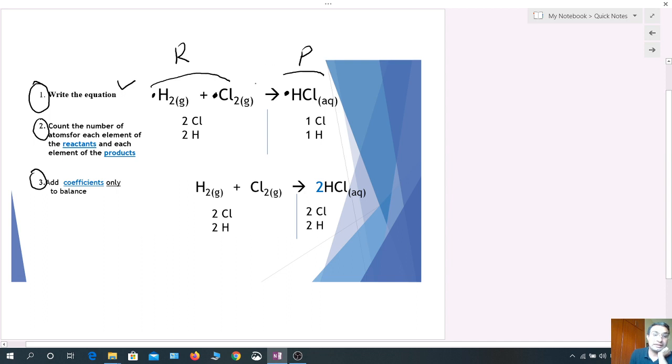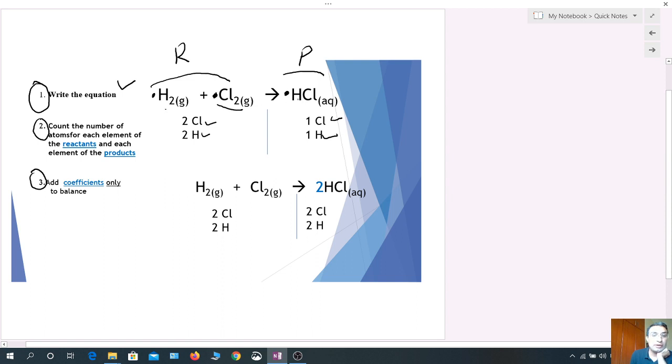So when we put any coefficient, we are going to recount all the elements and try to balance it. Here, for example, in this equation, I know that there are 2 chlorine and 2 hydrogen, so by the end I have 1 chlorine and 1 hydrogen, and definitely according to the law of conservation of mass, this chemical equation is not balanced.